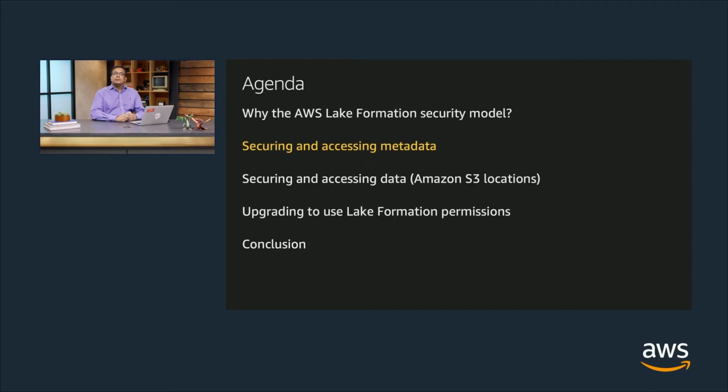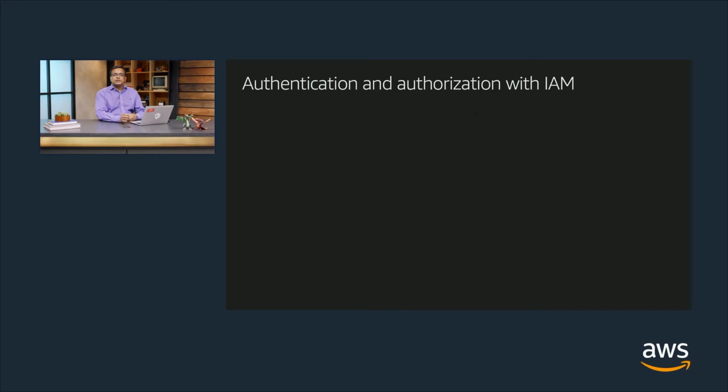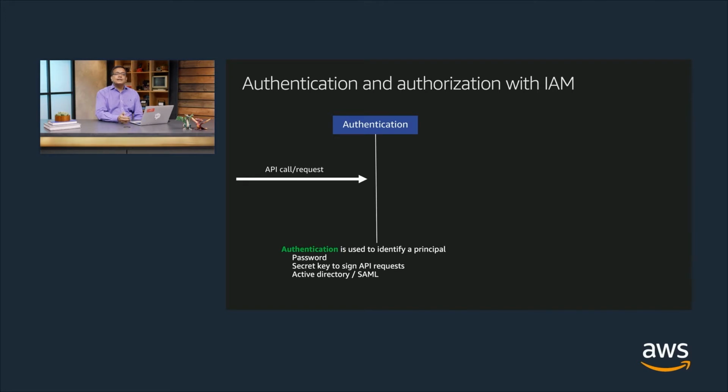Let's go on to how you can secure access to metadata. In order to understand what Lake Formation does, let's look at what happens to an API call before the introduction of Lake Formation. Before the introduction of Lake Formation, every single API call and request was first authenticated. Authenticated simply means that you have to be able to identify the principal that's initiating this call. You typically did this by either knowing the password for your particular login account, having the secret key that you were using to sign your API requests, or via SAML assertions that you were sending as a part of that request. Once a call was authenticated, it then went through IAM authorization.